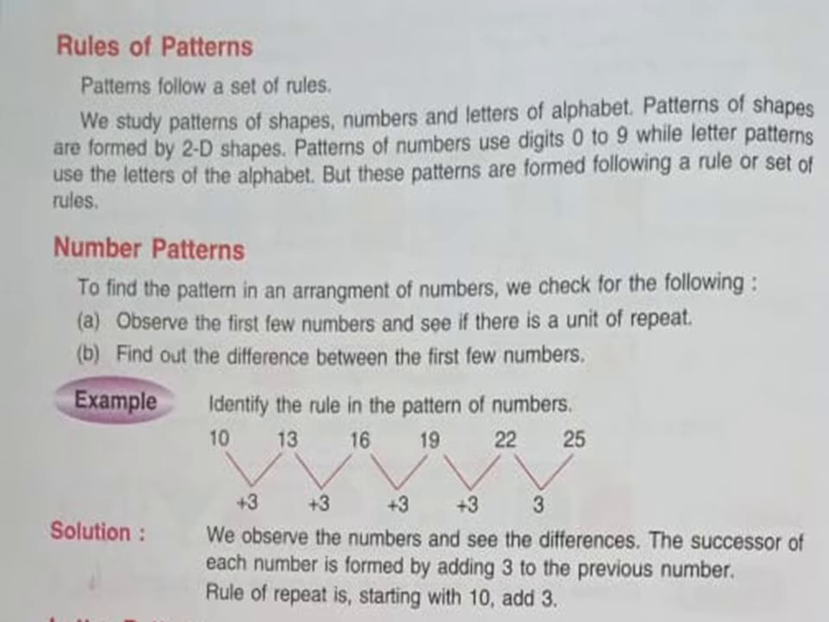Next thing, you have to find out the difference between the first few numbers. If you subtract 13 minus 10, you will get the answer 3. So what is the thing here? Each number is formed by adding 3 to the previous number. So the rule is: starting with 10, you have to add 3 to each number.